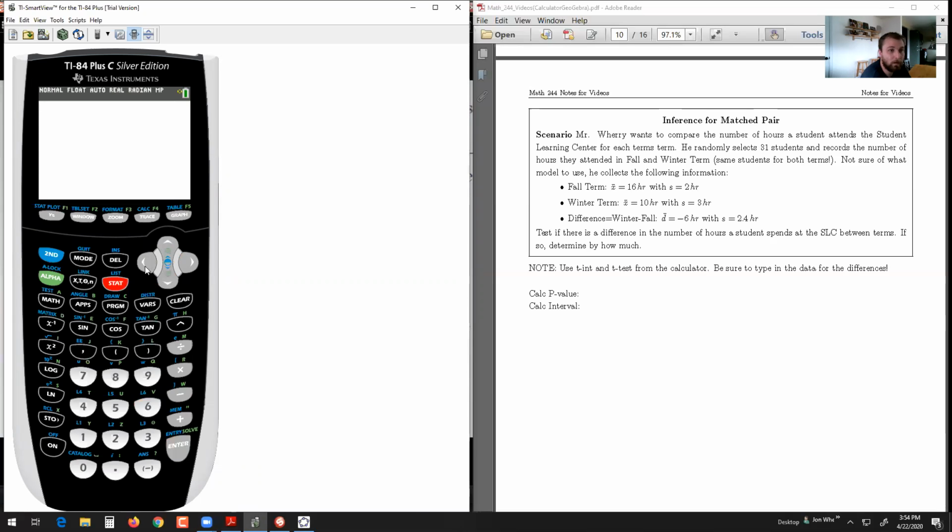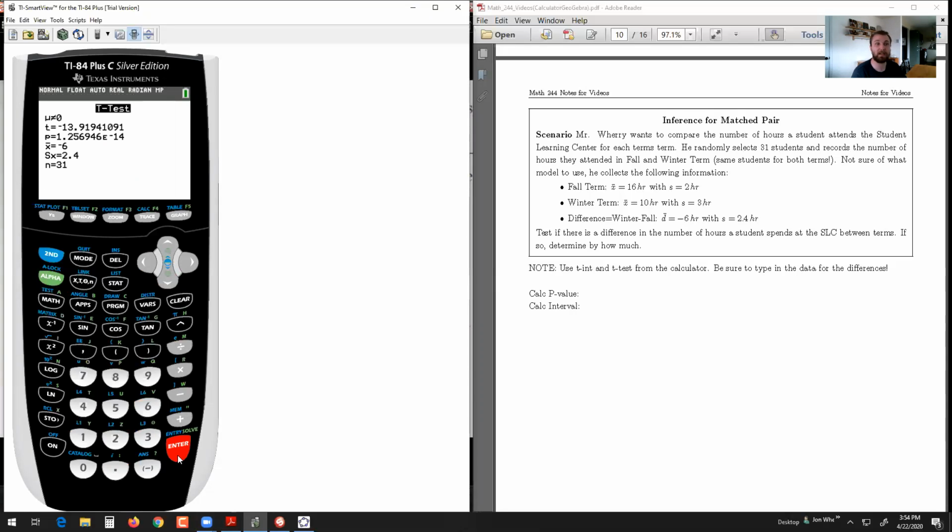Oops. You may have noticed something there. I got an error, and the reason why I got the error is I was trying to use my keyboard to type in a negative. Negative has its own button, so I have a difference of negative 6. I have a standard deviation of 2.4, and I'm looking at 31 students. I am testing for a difference, so I'm choosing this option here, and I'm going to calculate.